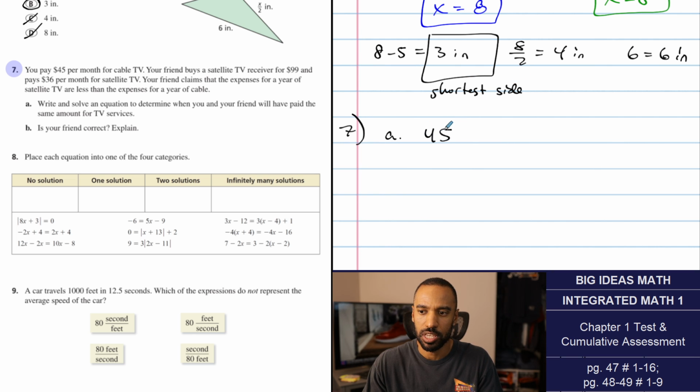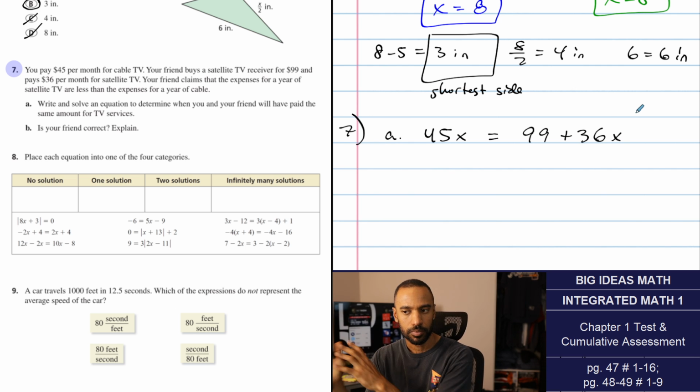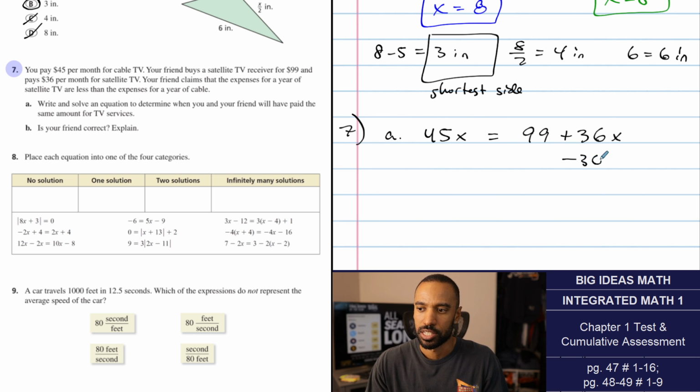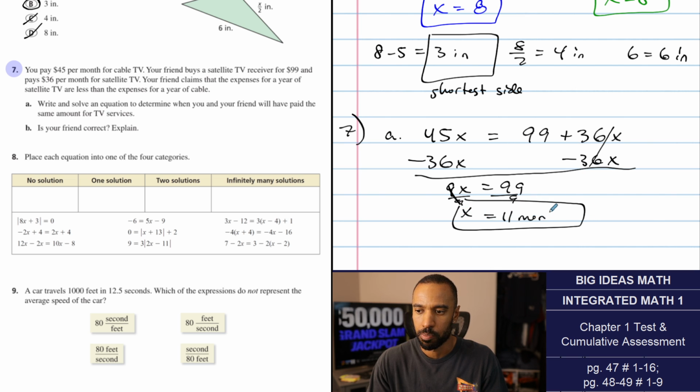45 per month for cable TV is 45x. If you buy the satellite TV receiver for $99, that's an upfront cost, and $36 per month, x is the number of months in this case, for satellite TV. I'm going to subtract 36x from both sides. Remember, we're setting them equal to find for what month we spend the same amount. 45x minus 36x is 9x, and divide both sides by 9. You get x equals 11. 11 months is part A.